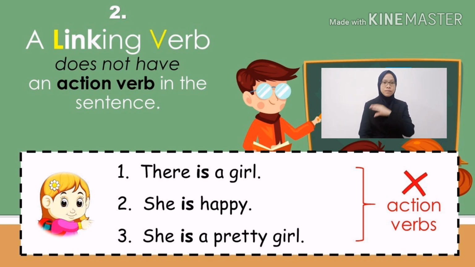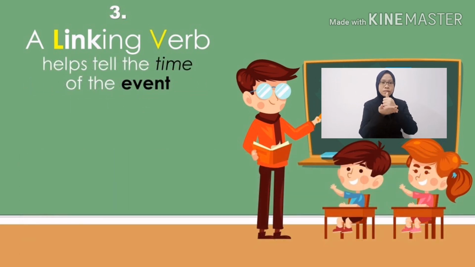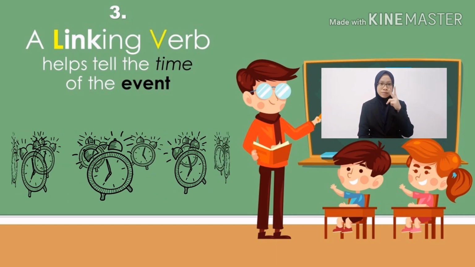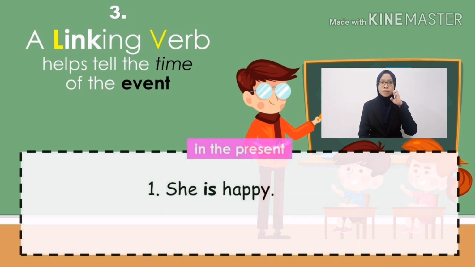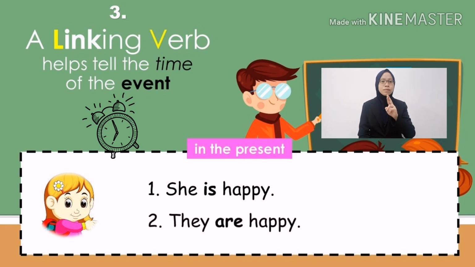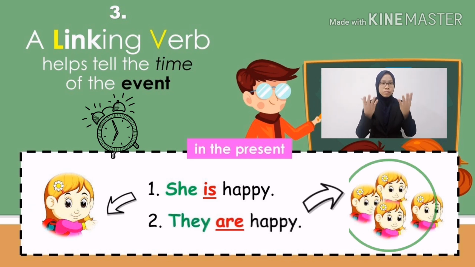The last characteristic of a linking verb is it helps tell the time of the event. Let's look at these examples. She is happy. They are happy. Is and are tell the event is happening now. In addition, we use is for a singular subject and are for a plural subject.